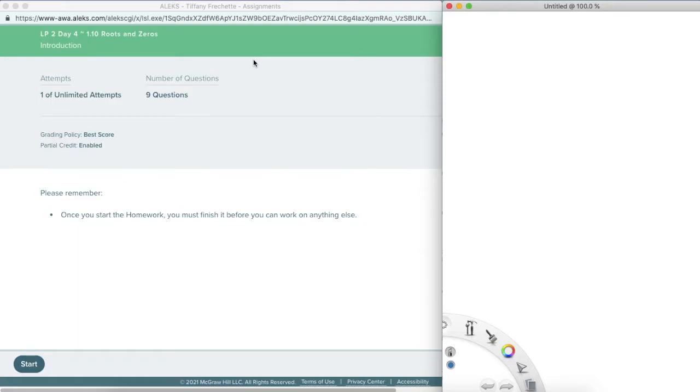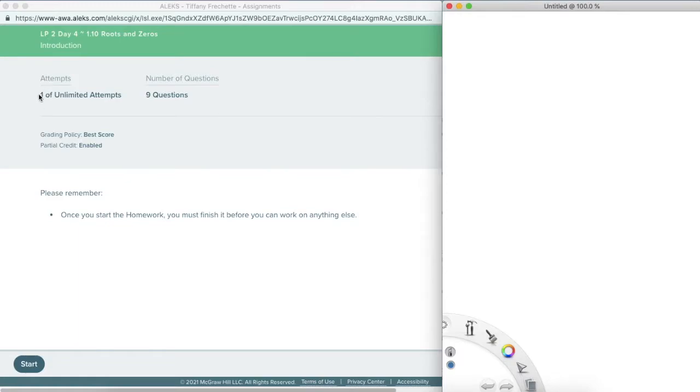When you first open a homework assignment, this is what it will look like, with the exception of two pieces. You will see a due date on your screen. The teacher preview does not give me a due date. The second piece here that you will see is attempts. This is on both screens.